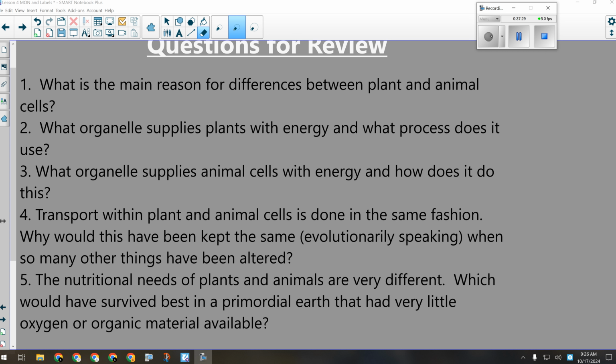Okay, which would have survived best in a primordial Earth? So we're talking 3.5 billion years ago or so. Okay, that had very little oxygen or organic material available. Plants, yeah. The first organisms to evolve were photosynthetic algae or blue-green algae, cyanobacteria. Okay, because they could make their own food using what was available, light and carbon dioxide. There was lots of that.